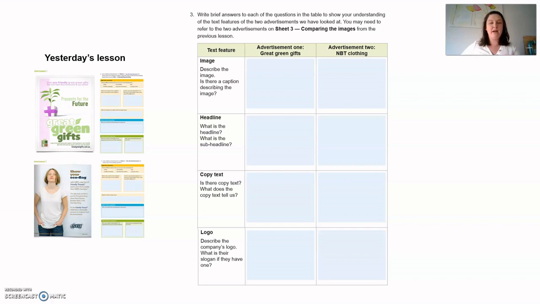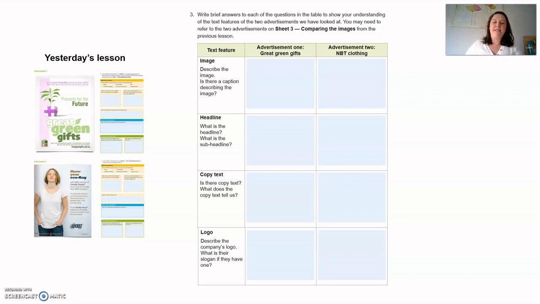Is there a headline? What is it and what is the subheadline? The headline is the boldest writing, which is show your eco flag. Is there a subheadline? Well, yes, there is. It is directly underneath the headline, which says, with NBT's new line of friendly threads, jeans and shirts made from 100% bamboo. So there's your headline, there's your subheadline.